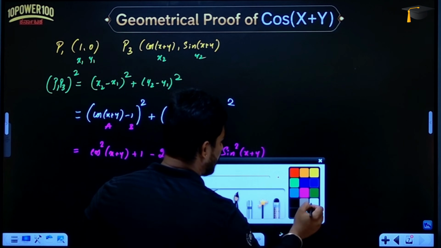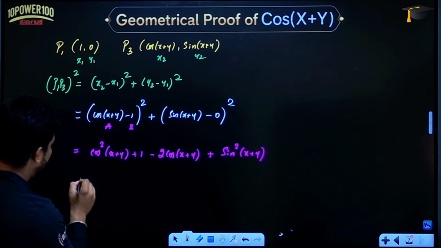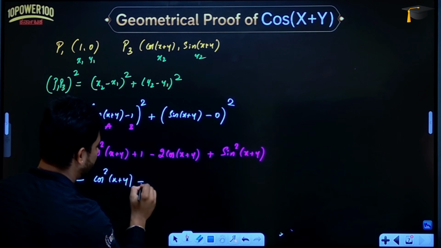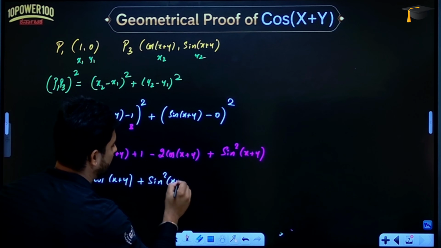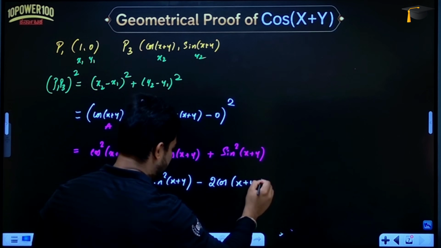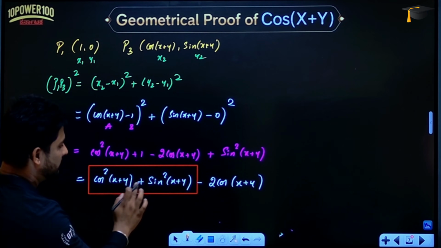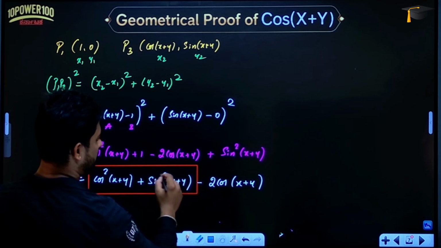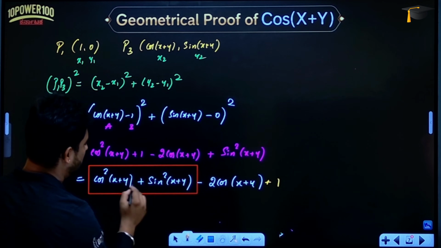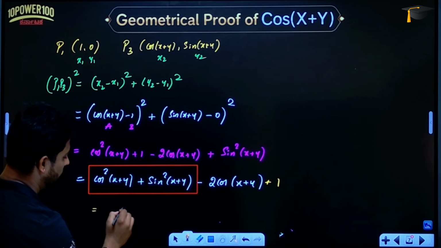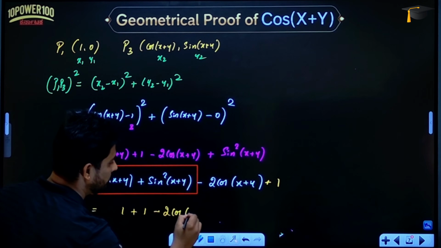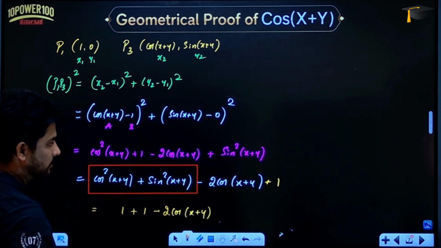So as I told you earlier, since it's all in addition format, I can rewrite it. I'll write cos square of x plus y, and sin square of x plus y here. Sin square of x plus y minus 2 cos of x plus y. Okay, so we all know cos square of x plus y plus sin square of x plus y. I missed one here, right? So I'll write 1. Cos square of x plus y plus sin square of x plus y is 1, and plus 1 already there, minus 2 cos of x plus y. So this one I missed here, children.